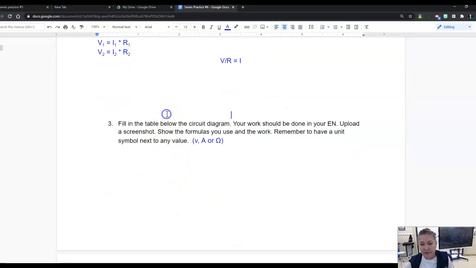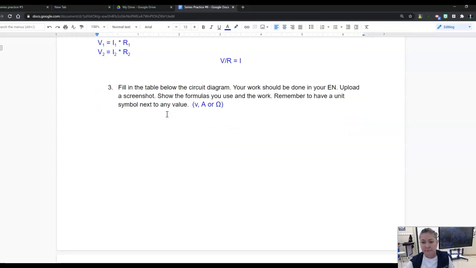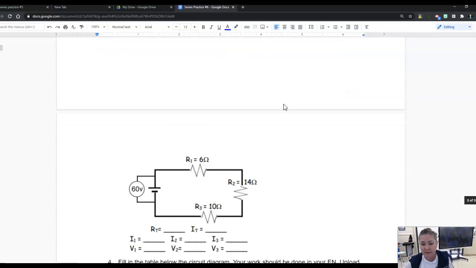Okay, I'm going to look at number 3. It says, fill in the table below the circuit diagram. Your work should be done in your engineering notebook. Upload a screenshot, show the formulas you use, and the work. Remember to have a unit symbol next to any value. Okay, let's take a look.